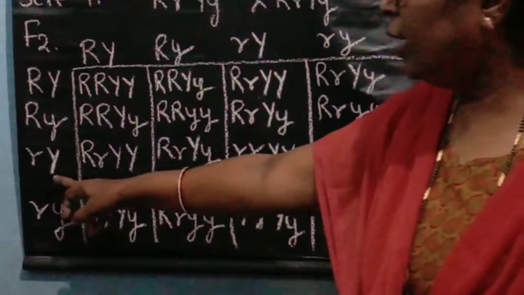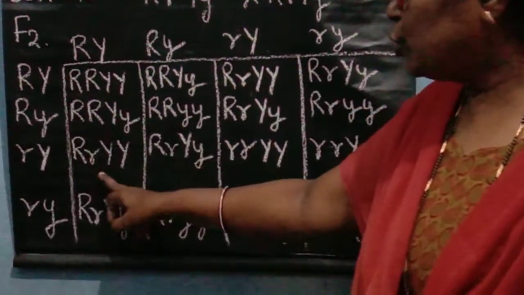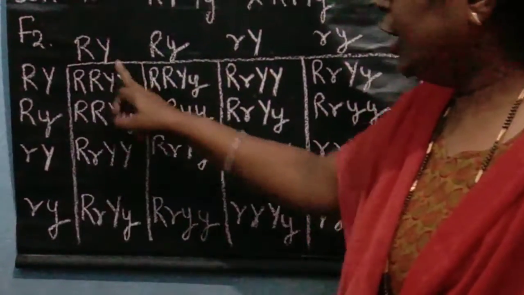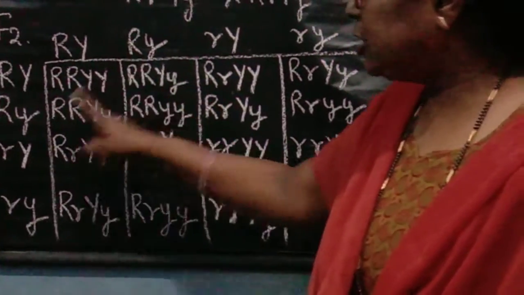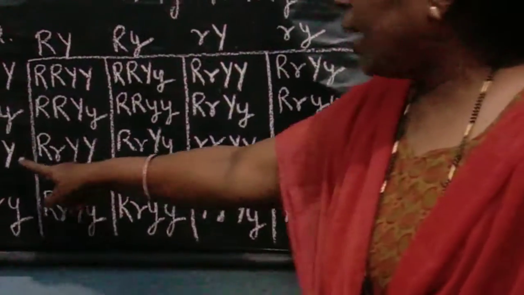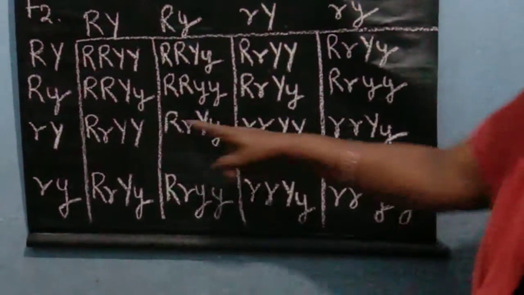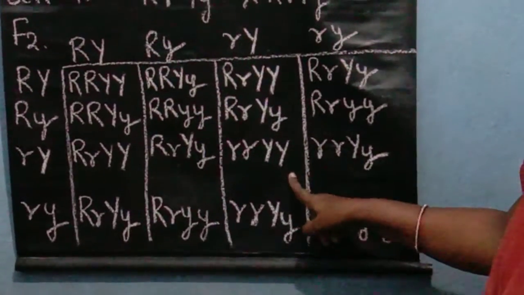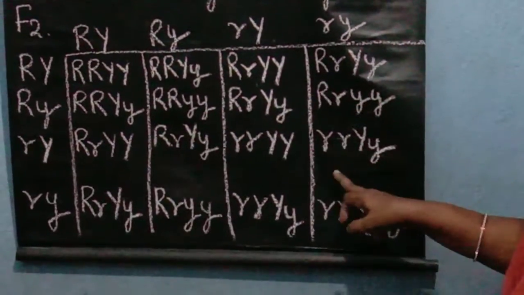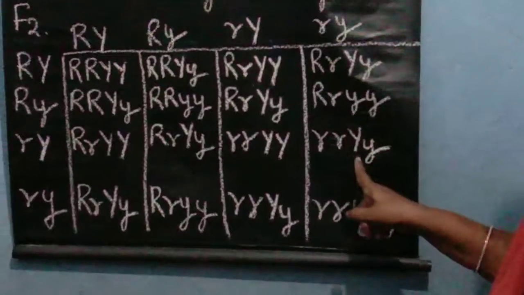Then come to the third. Capital R into small r, capital Y into capital Y. Then capital R into small r, capital Y into small y. Then 2 small r, then afterwards 2 capital Y. Then again 2 small r, then capital Y into small y.